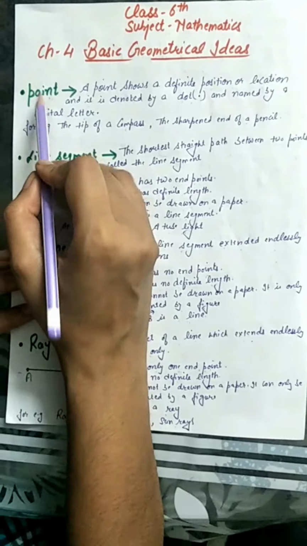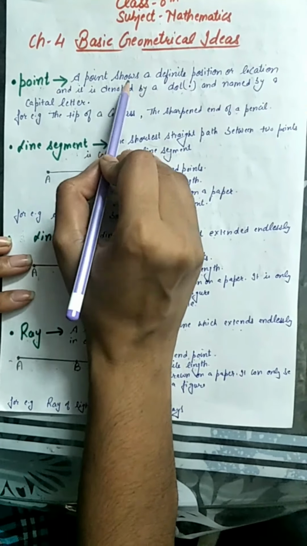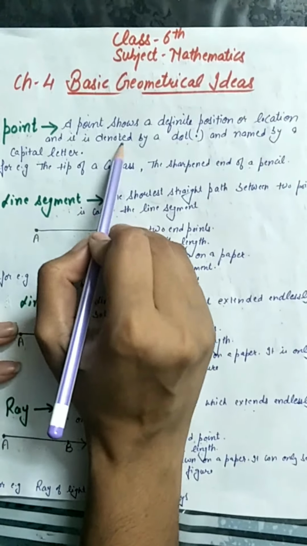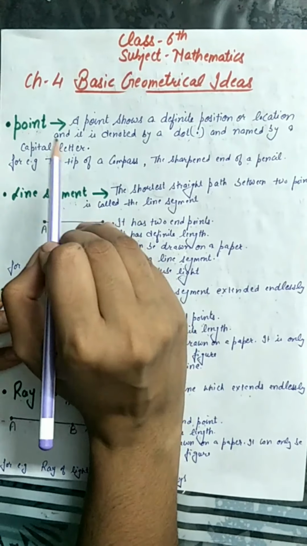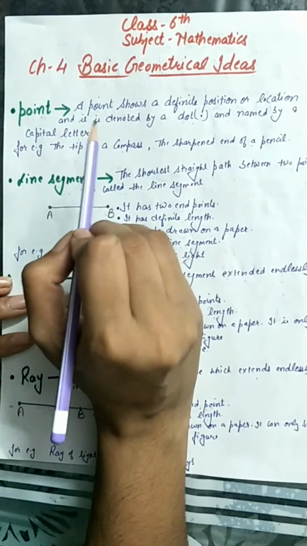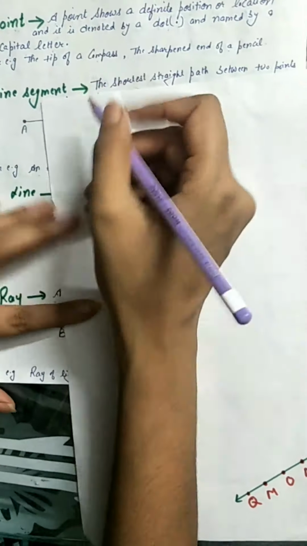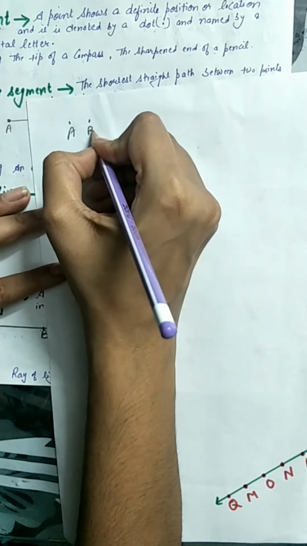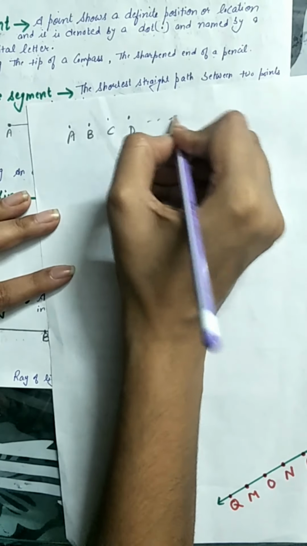So, start from point. Students, do you know what a point is? A point shows a definite position or location and it is denoted by a dot and named by a capital letter. A point determines a location. It is denoted by a single letter such as A, B, C, D. We always denote it by a capital letter like point A, point B, point C, point D, and so on.